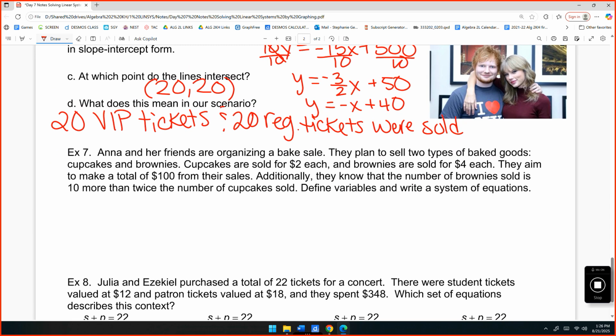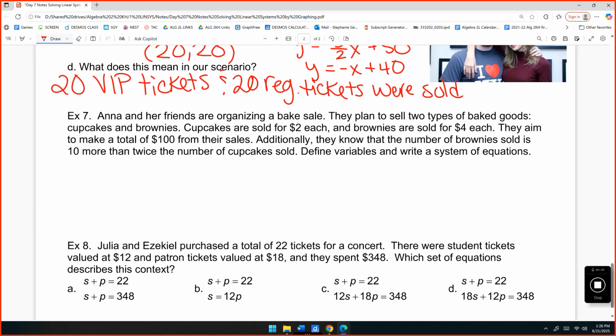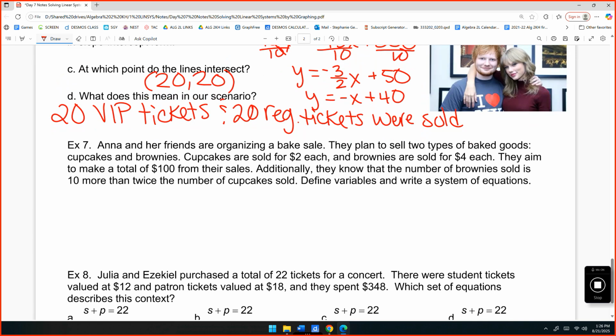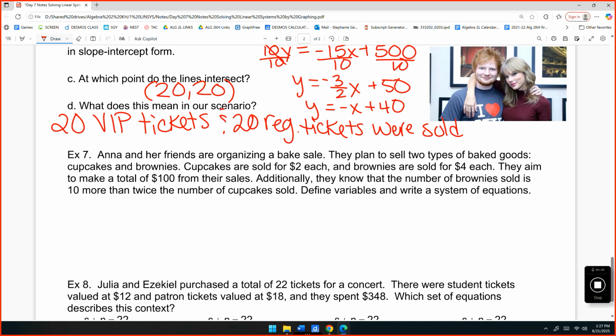All right, let's do this. Oh wait, I want to do 7 with you, and then I'm going to let you try the test questions, okay? All right, Anna. Anna's my daughter's name. She's going to be 4 on Sunday.